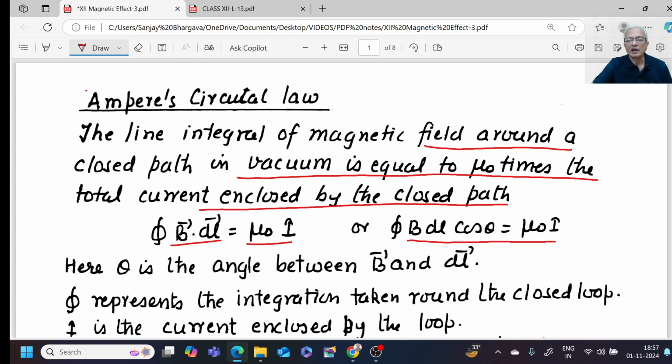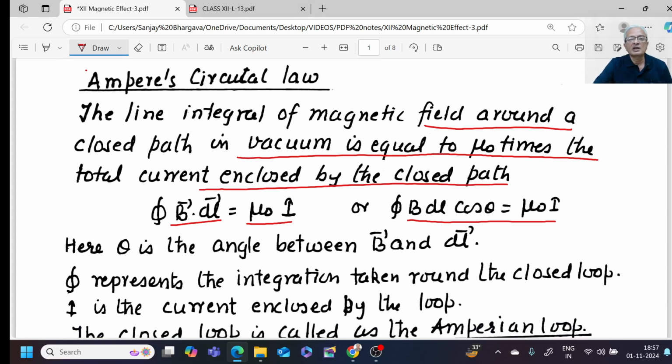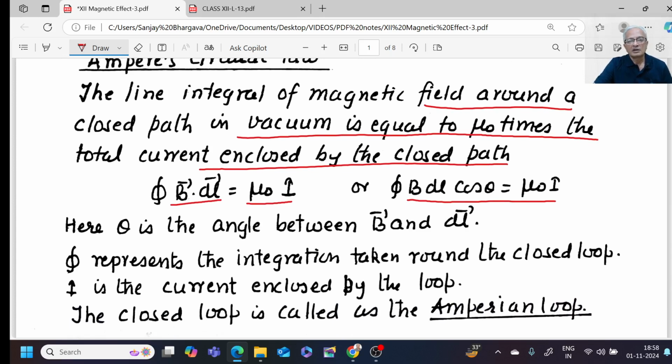So Ampere's Circuital Law tells us that the magnetic field around a closed path in a vacuum is equal to mu 0 times the current that would be enclosed by the closed path. Here theta is the angle between the direction of magnetic field and dl. So the angle between the B vector and the dl vector we have assumed as theta.